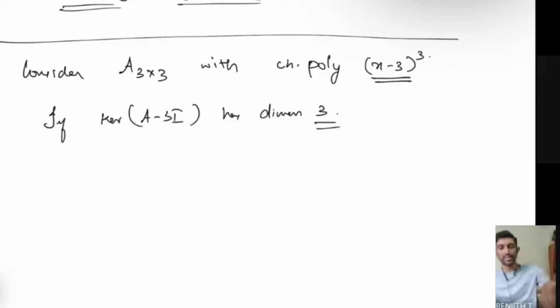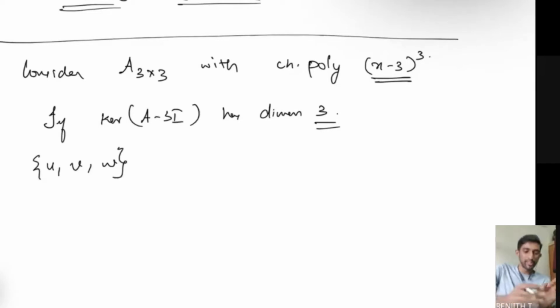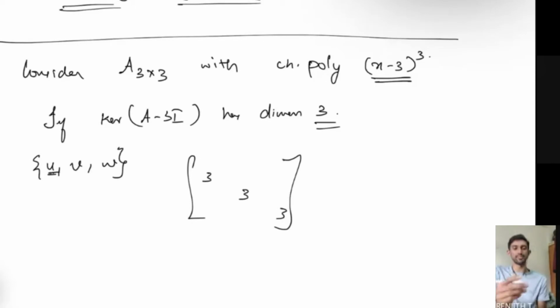If the kernel of A minus 3I has dimension 3, then you will get 3 elements u, v, w in the kernel of A minus 3I. Then what will be the image? A of u will be 3u, A of v will be 3v, A of w will be 3w, and the corresponding matrix will be the diagonal matrix 3, 3, 3. So if the kernel of A minus 3I has enough eigenvectors, then we are done.